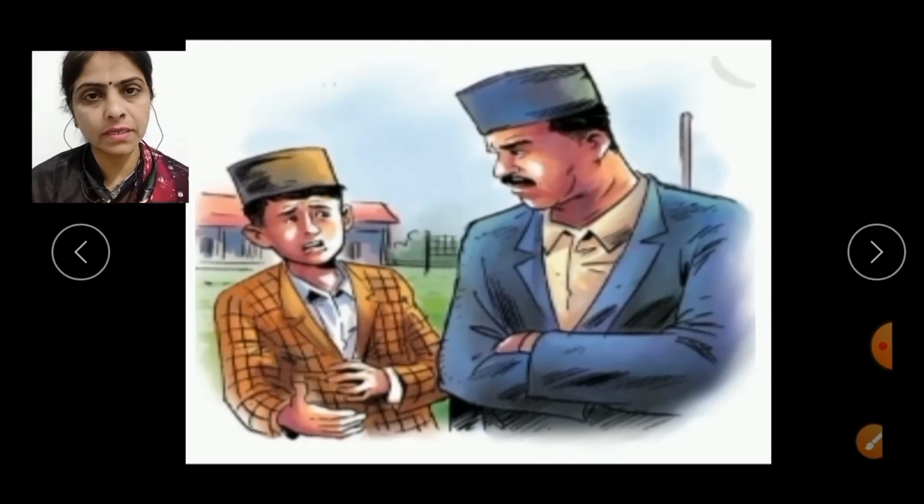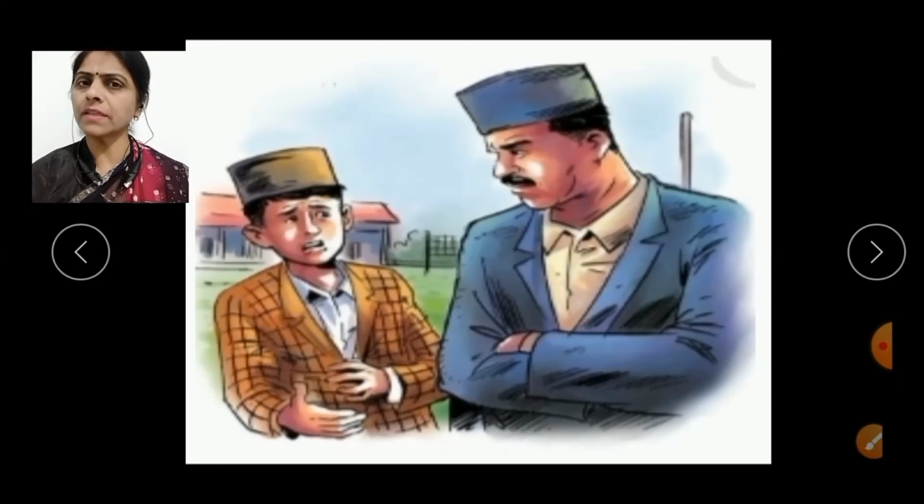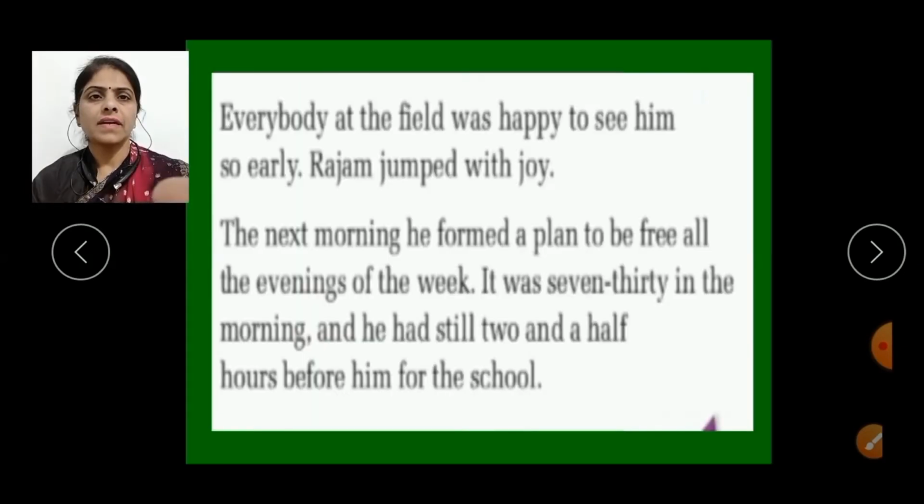Now what about the other evenings? Did Swami have any other plan to be free all evenings of the week? To know this, let's have the next para. The next para is: everybody at the field was happy to see him so early. Rajam jumped with joy. The next morning, he formed a plan to be free all the evenings of the week. It was 7:30 in the morning and he had still 2.5 hours before him for the school.